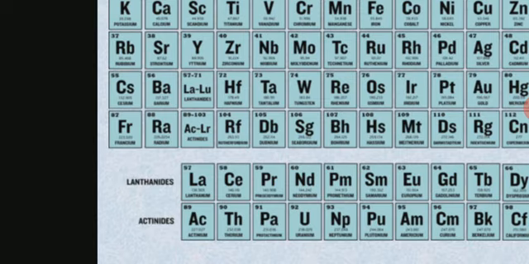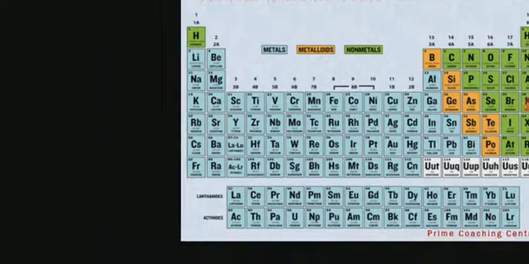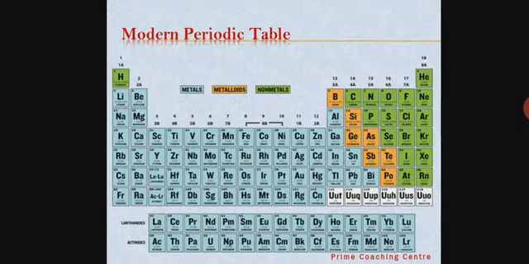And in the same way, from 89 to 103, this is put just below the lanthanides, below the main periodic table, and this we call the actinides. So the lanthanides and actinides are always below the main table. So this is about the modern periodic table.